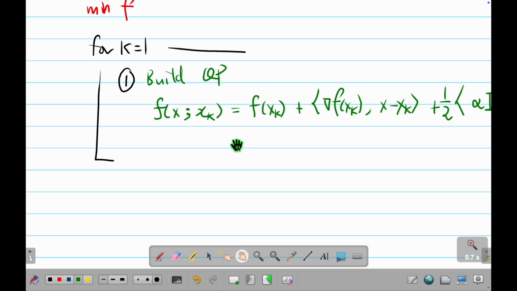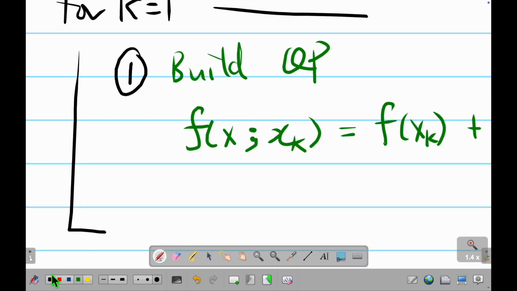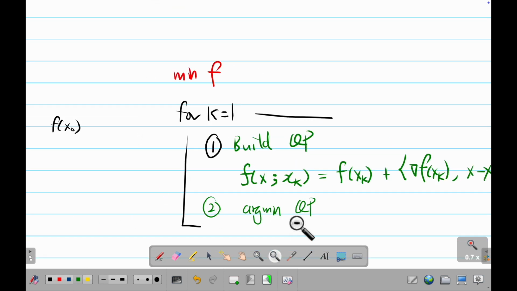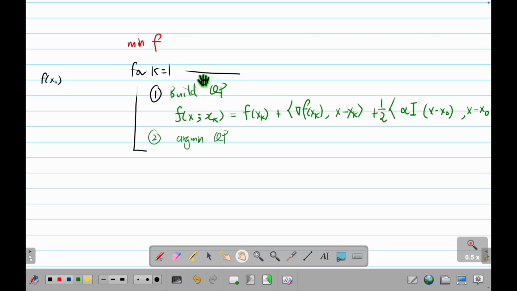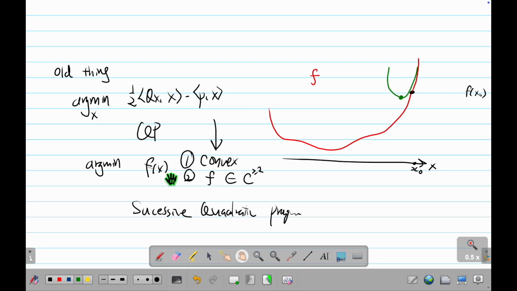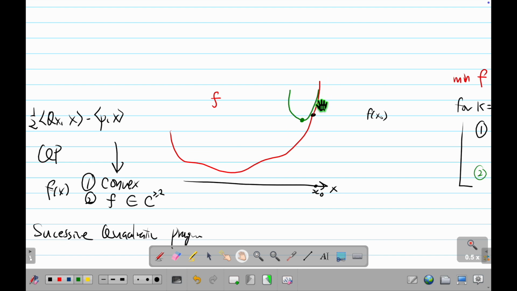So once I have this QP, what am I going to do? Once I have a QP, the second step is what? Arg min of this QP. Okay, this QP. So in other words, why do we talk about QP? Because when you solve a general f, what you are doing is you have a point, you build a green curve. This is a quadratic program. You minimize this green curve. The process of minimizing this green curve gives you gradient descent, and then you move to here.